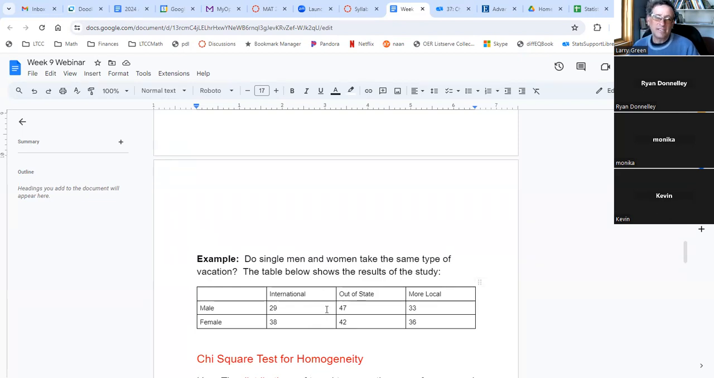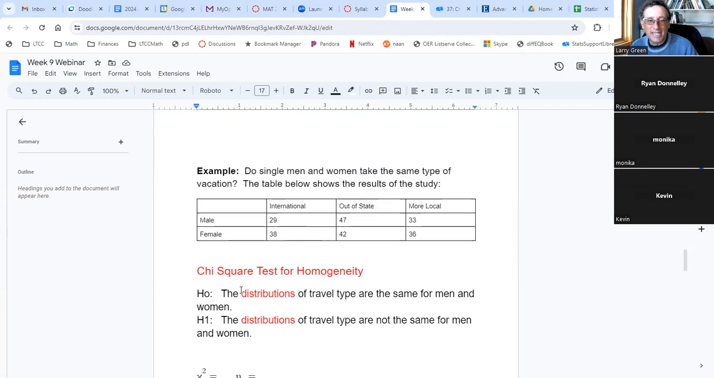So the question is, let's go back to this. We have a chi-squared homogeneity, so we need H naught and H1. H naught is the distributions of travel type are the same for men and women. H1 is the distributions of travel type are not the same for men and women.